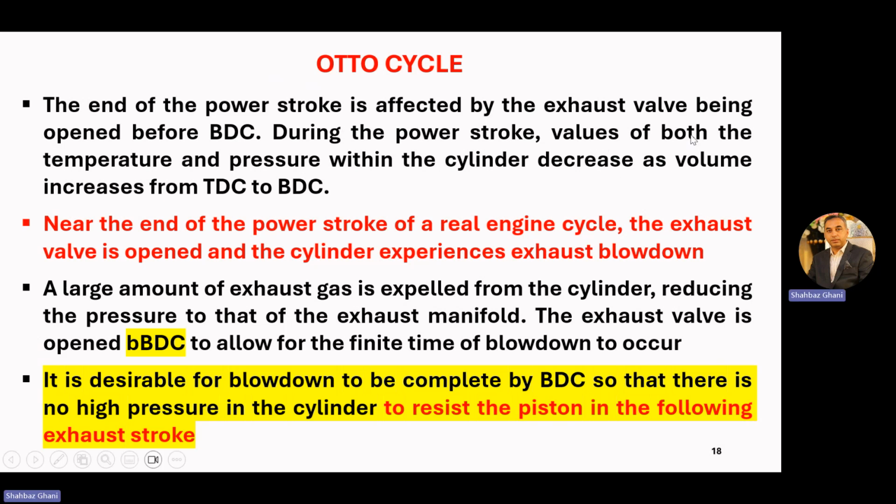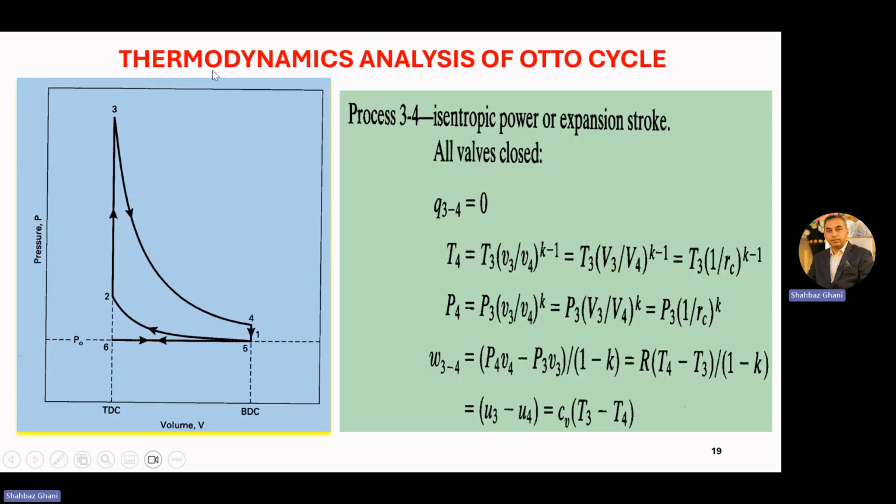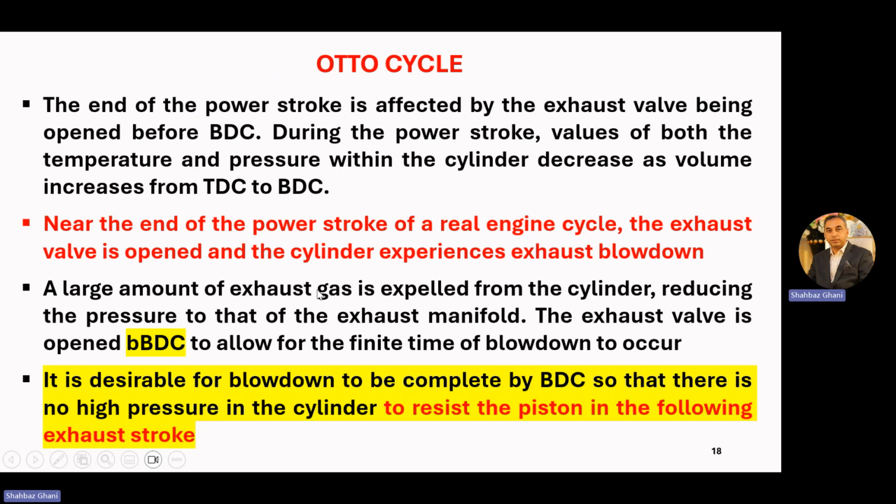During the power stroke, values of both the temperature and pressure within the cylinder decrease as the volume increases from TDC to BDC. At point 3, we have maximum temperature and maximum pressure. As the piston starts moving towards BDC, volume increases, pressure is dropping, temperature is dropping. A large amount of exhaust gases is expelled from the cylinder. Near the end of the power stroke of a real engine cycle, the exhaust valve is open and the cylinder experiences the exhaust blowdown process.